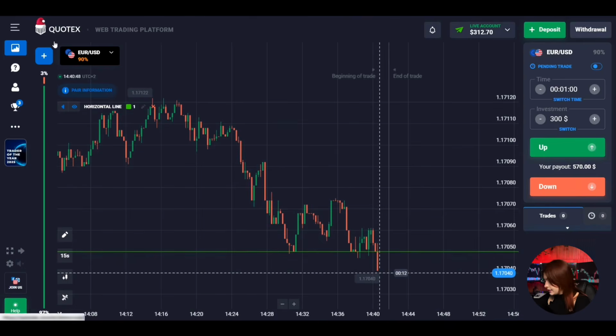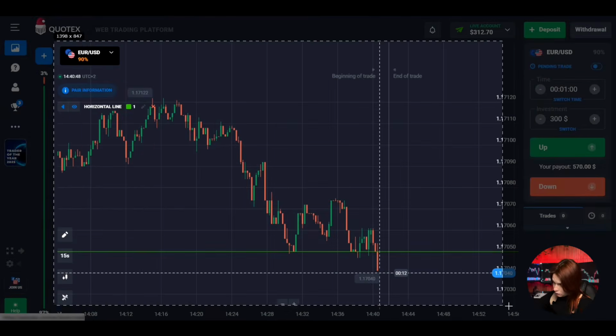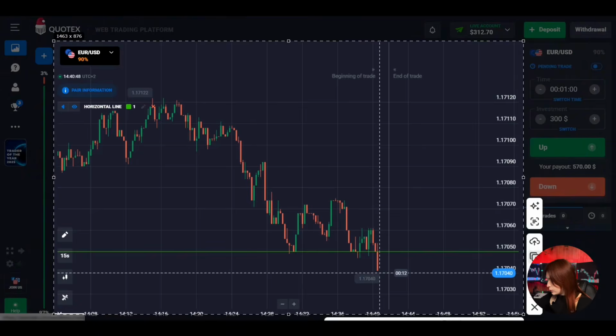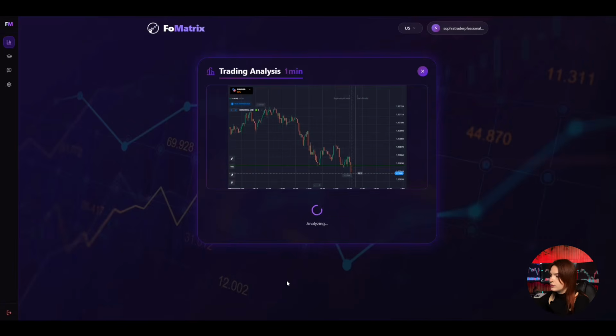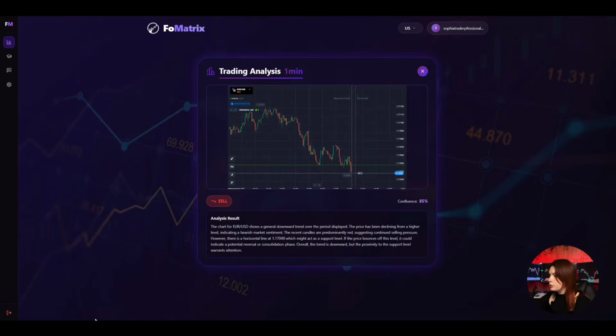Well, let's highlight the image of this chart. Then copy it and switch to the 4matrix platform. Guys, we put the image here. Now we are just waiting for the chart analysis. Alright, here we are offered to open a deal down.